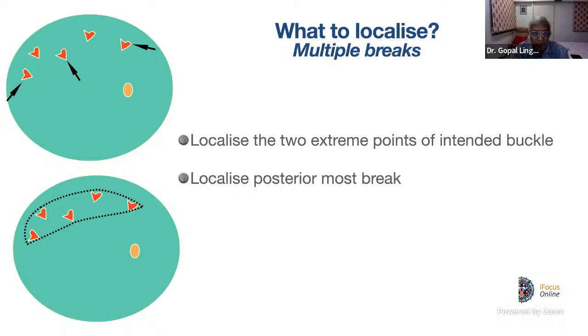If there are multiple breaks, you can localize, like you have seen in this drawing, assume that the dotted area is what you need to buckle. So to be able to encompass the entire area containing these 5 breaks, you localize the 2 extreme breaks and the posterior most break. Then that will cover the entire area that needs to be buckled.